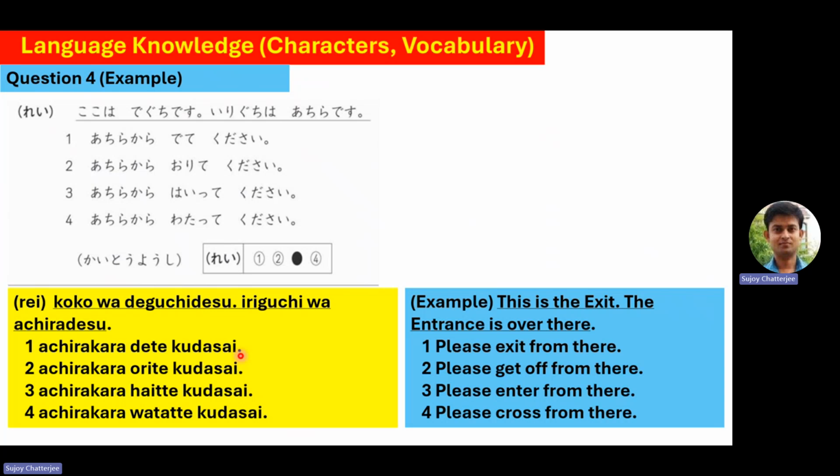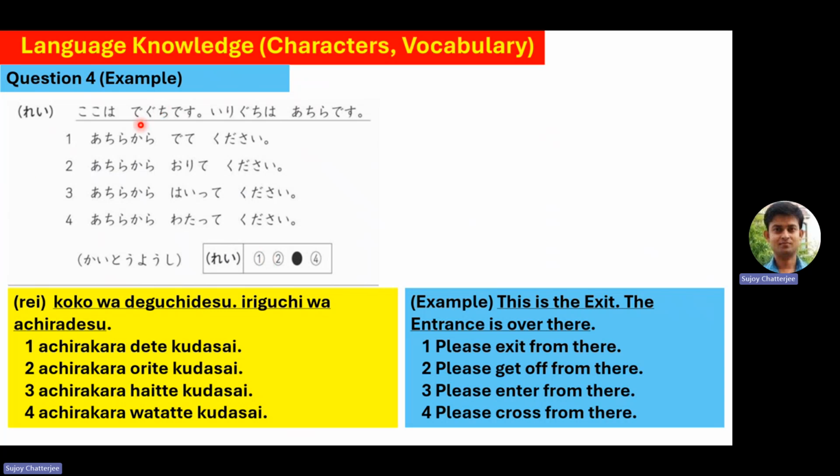Next option is please get off from there. Third option is please enter from there. And fourth option is please cross from there. So clearly it is option 3, please enter from there. "Haitte kudasai," "hairimasu," which means to enter. So the third option will be the answer which is given here. So this is just an example that they have provided on the question paper.